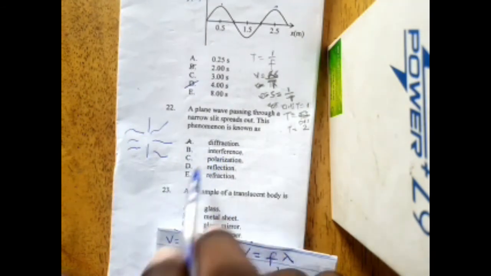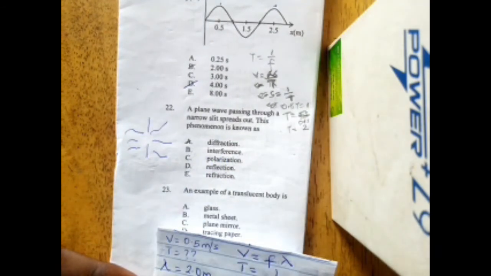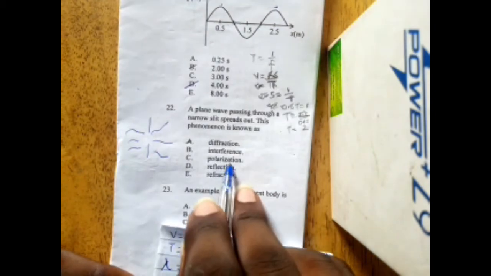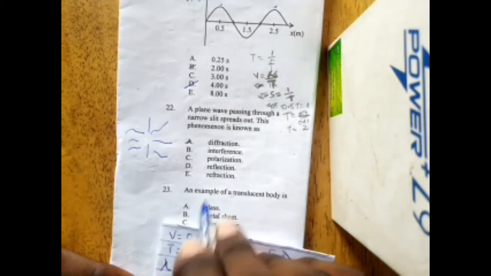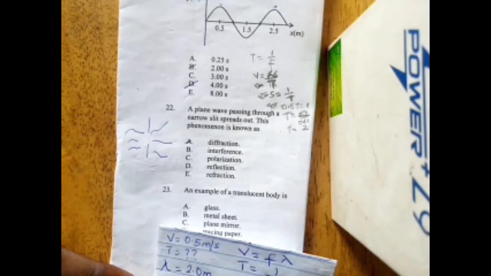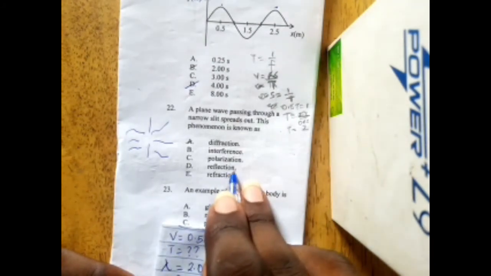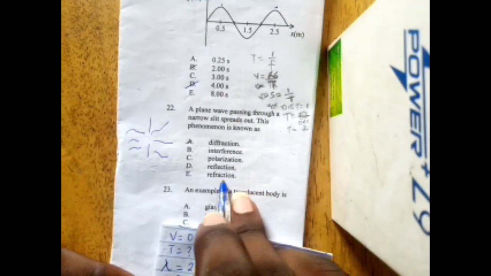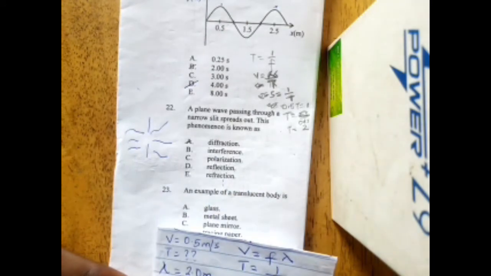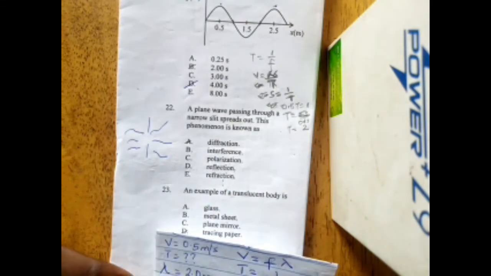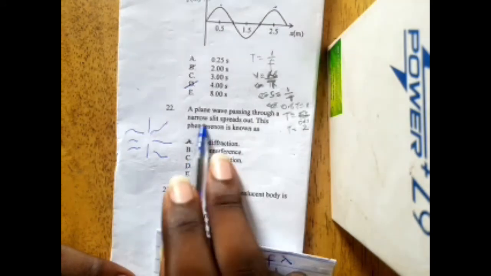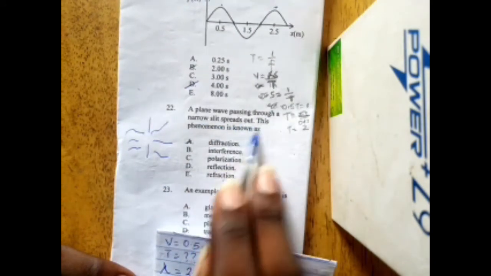Interference is the meeting of two waves. Polarization, vibration in a straight line. Reflection, change in direction of a wave when it hits an obstacle. Refraction, change in direction of propagation when it moves from one medium to another. So a plane wave passing through a narrow slit spreads out due to diffraction.